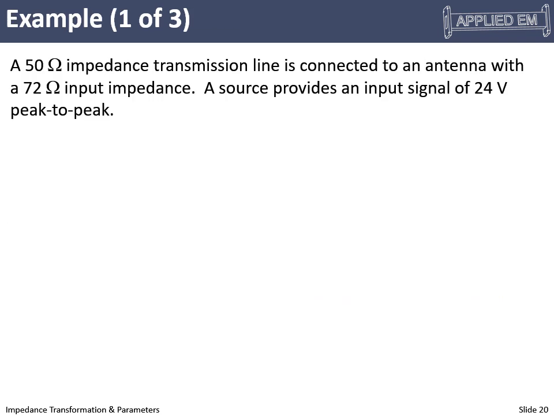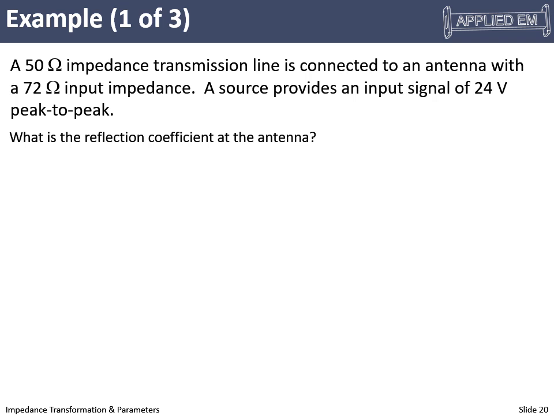Let's work an example to bring all this together. Let's say we have a 50 ohm line connected to an antenna with a 72 ohm impedance. That seems rather mismatched. And we have a signal that's 24 volts peak to peak. One question could be, what is the reflection coefficient at the antenna?